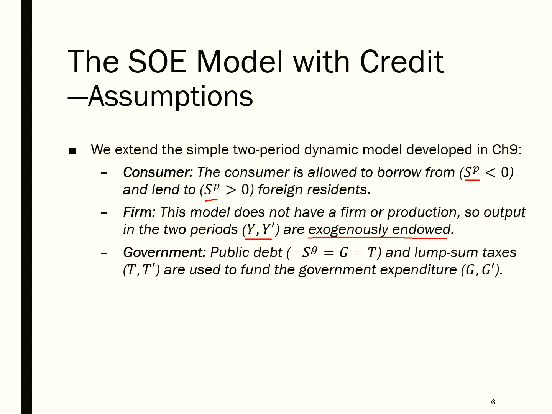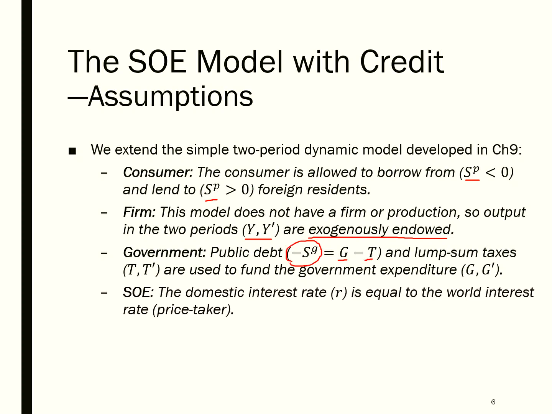Third, the governments simply keep their ends meet, but they can raise public debts and a lump sum tax to fund the government expenditure. The gap between the expenditure G and the tax revenue T is denoted as minus SG. The minus SG is the public debt or deficit of the government.